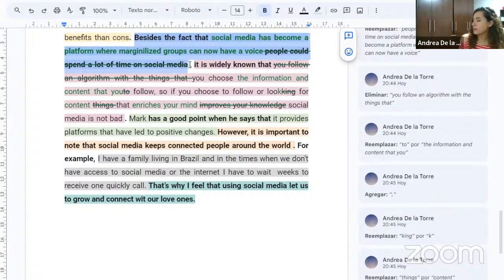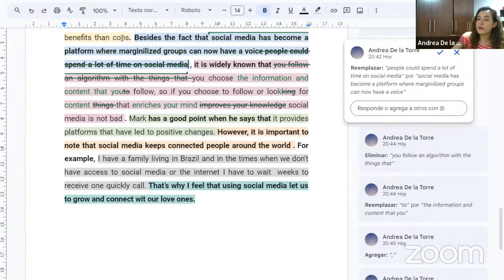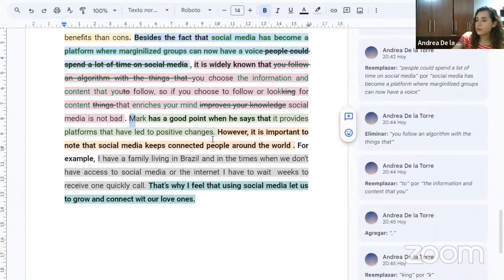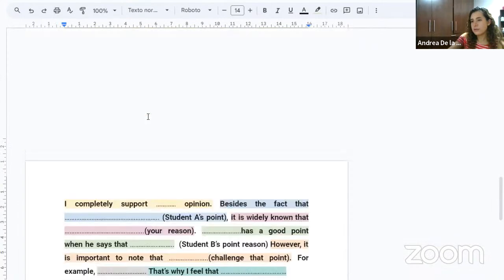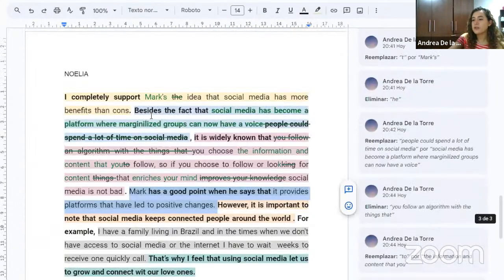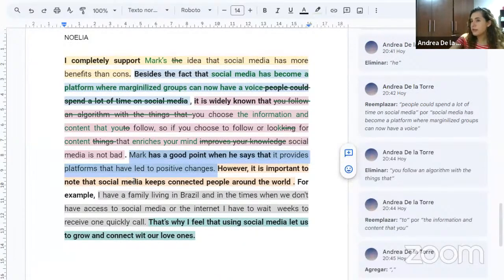So yes, it's just the other way around. In this blue part, you need to talk about the student that you agree with, Mark. And in this point, you need to challenge what the other student said. So Susan, or what's her name? Sarah has a good point when she says that in some cases, people are suffering from mental health problems due to an incorrect use of social media, say. And then you say, however, it's important to know that social media is also helping other people to cope with mental problems. Maybe we can say that, right?